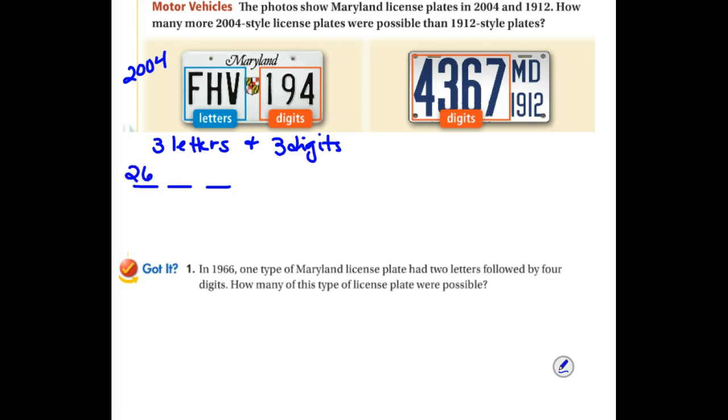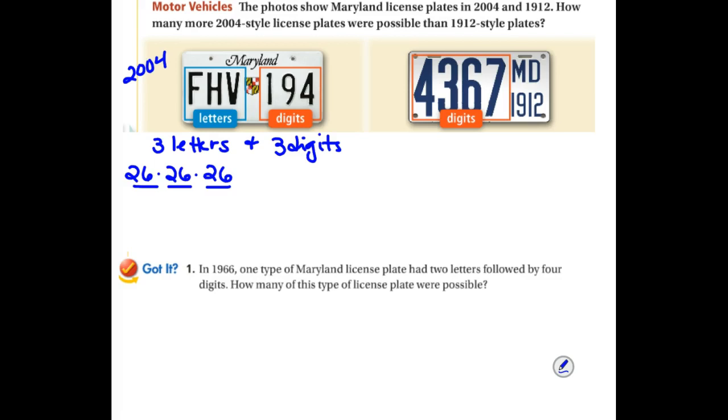So for the first letter, I have 26 choices. For the second letter, I have 26 choices. And for the third letter, I still have 26 choices. If I couldn't repeat them, if there was something in the description that says that you can't repeat things, then that would be 26, 25, 24. Does that make sense? Multiplication, because the fundamental counting principle says I'm just going to multiply those together.